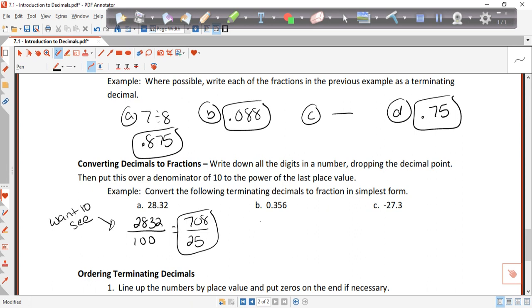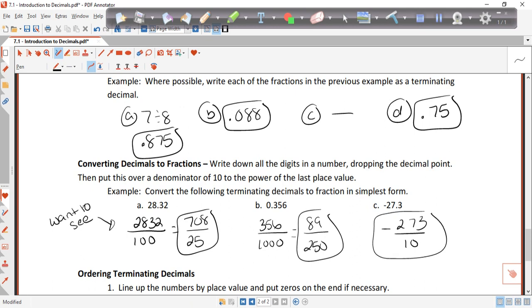The next one, the number will be 356. It's got 3 decimal places, so it'll be over 1,000, which has 3 zeros. Remember, again, I want to see that fraction, put that into your calculator, and reduce it to 89 over 250. The last one, the negative, just keep it in the front. It'd be over 10 because it's in 1 decimal place. If you put this into your calculator, you'll find it does not reduce.